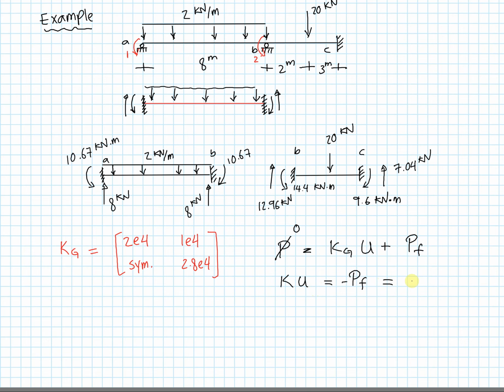And so if I'm looking at my global degrees of freedom, the PFs are rotational. So I'm going to get two components, and they're going to be rotational components. So with the first one, I have a minus 10.67. And with the second one, I have a 14.4. Or excuse me, I have a plus 10.67 minus 14.4. So I have a minus 3.76.